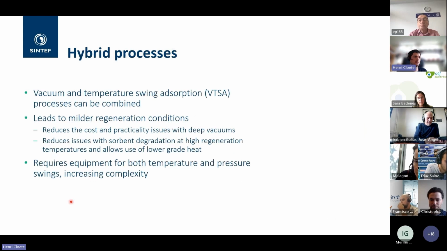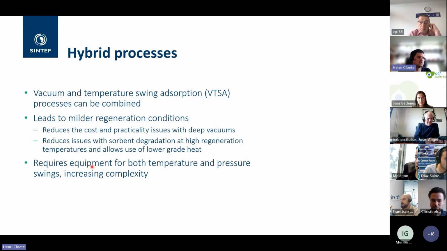Then lastly, I'll just quickly mention, so you can also do hybrid processes that combine the temperature and the pressure swing. So the main advantage of this, since you combine it, you can regenerate at milder temperatures and pressures, which can reduce the issues that you have with both temperature swing and pressure swing processes.